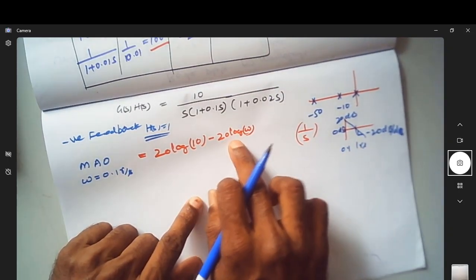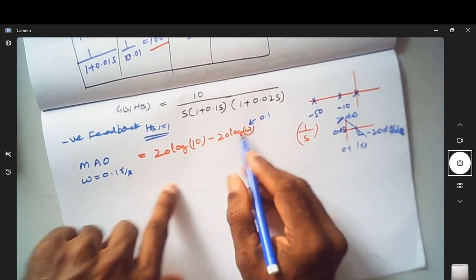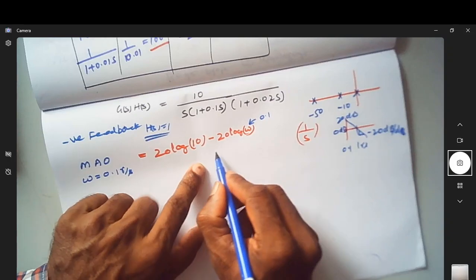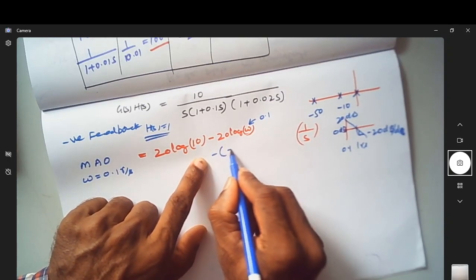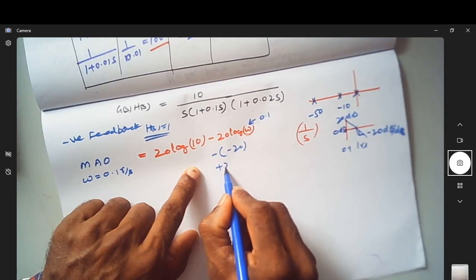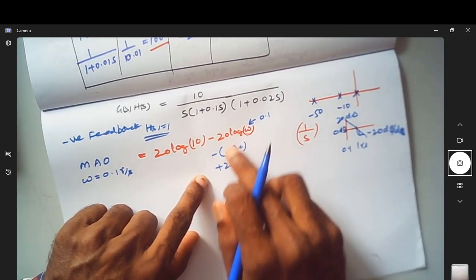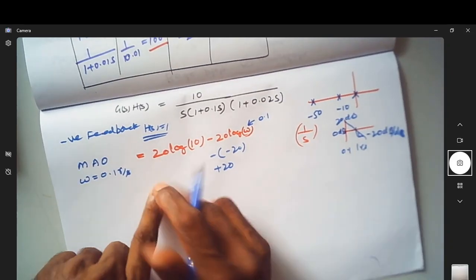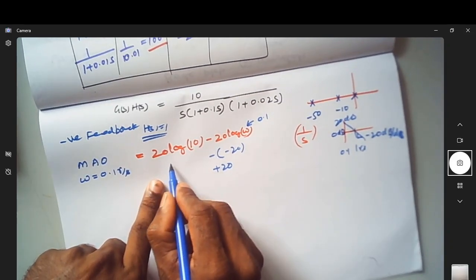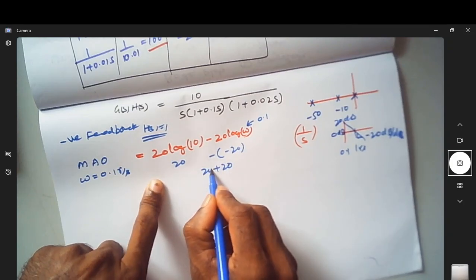You can get that from here. If I substitute omega as 0.1, you get minus of minus 20, so you get plus 20 dB, whatever is contributed by this term. So this is giving 20 dB, and 20 log of 10 is another 20. So it is 20 minus of minus 20, is it not 40 dB?